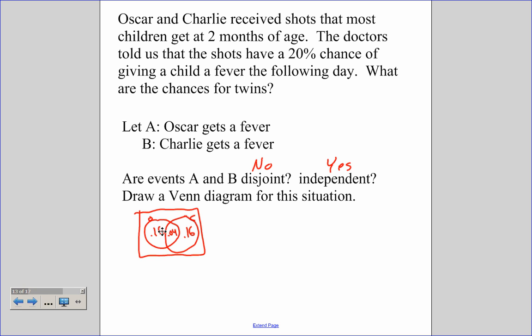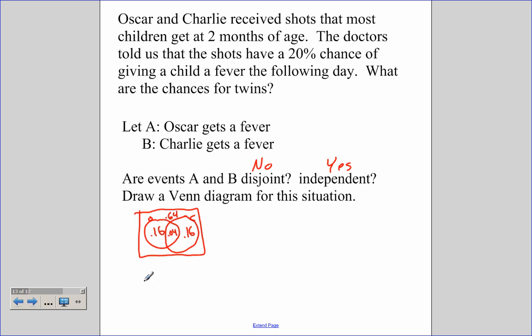So the next thing we have to do is find the probability that neither gets sick. First we have to add up all the probabilities. So 0.16 plus 0.16 plus 0.04 is 0.36. So if I take 1 minus that number, I'll get what it's going to be on the outside, 0.64. That's the probability that neither get a fever.